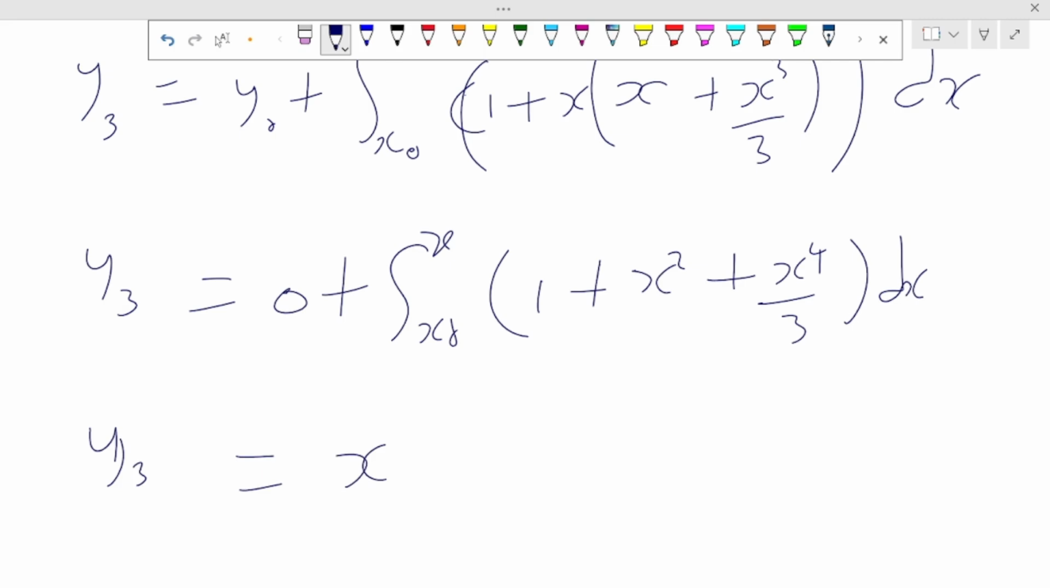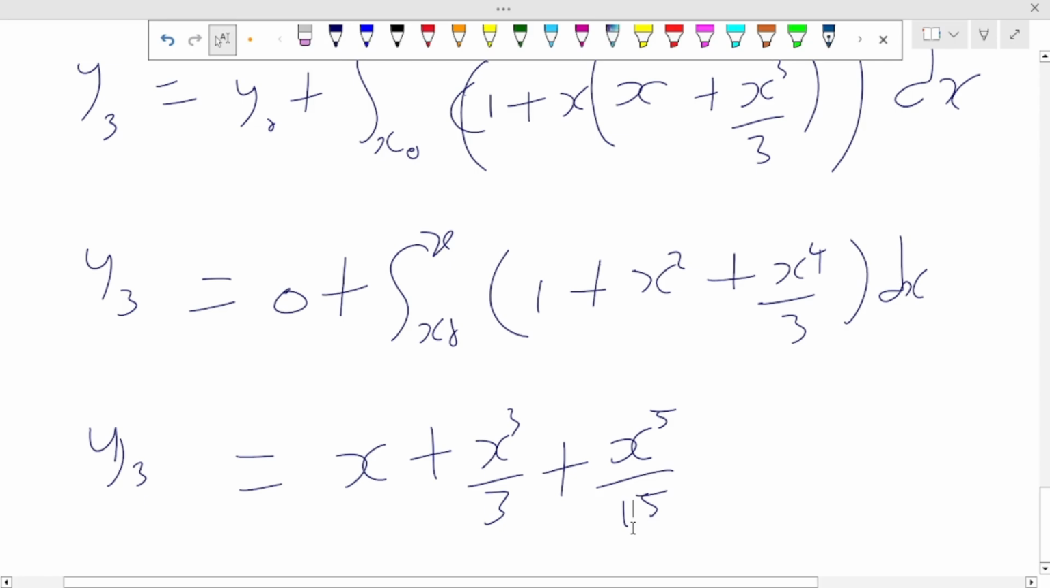This will be x plus x cubed over 3, and then x to the power 5 all over 15. That's it. So this is the third approximation.